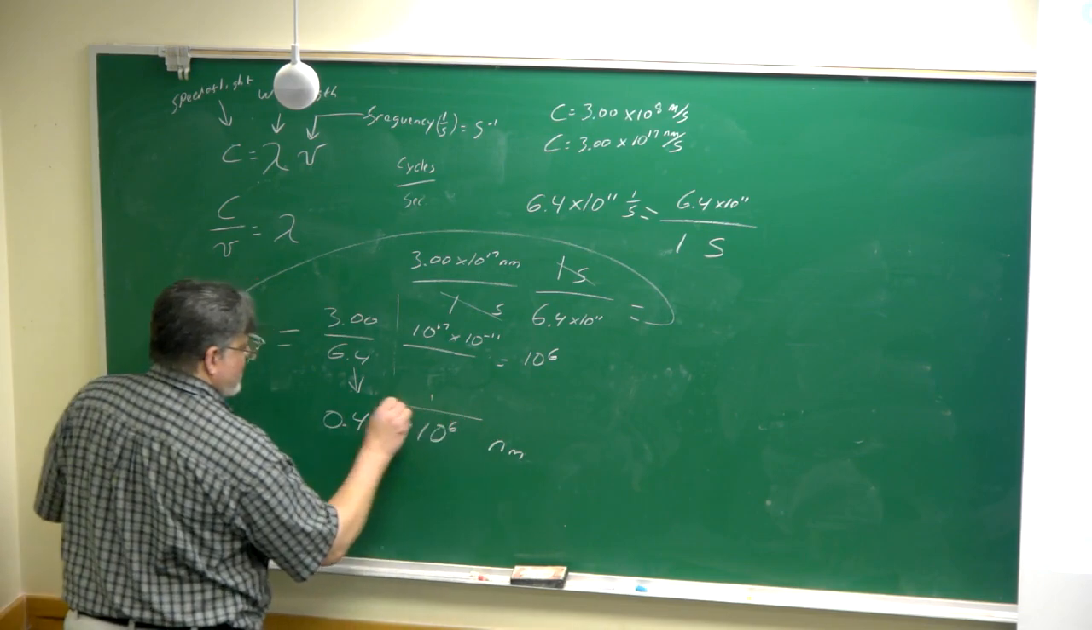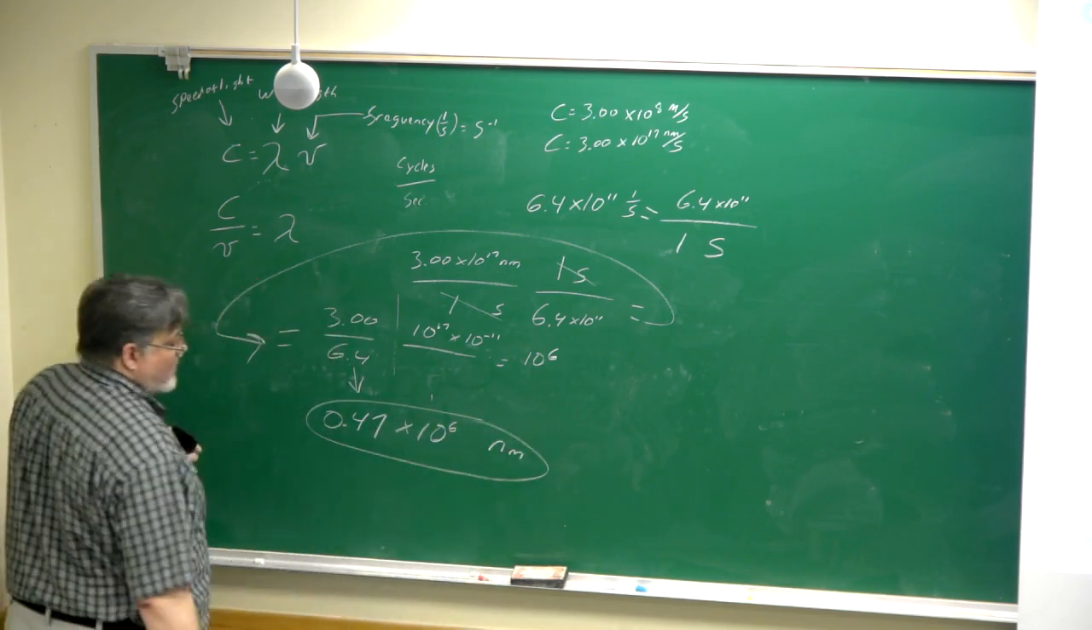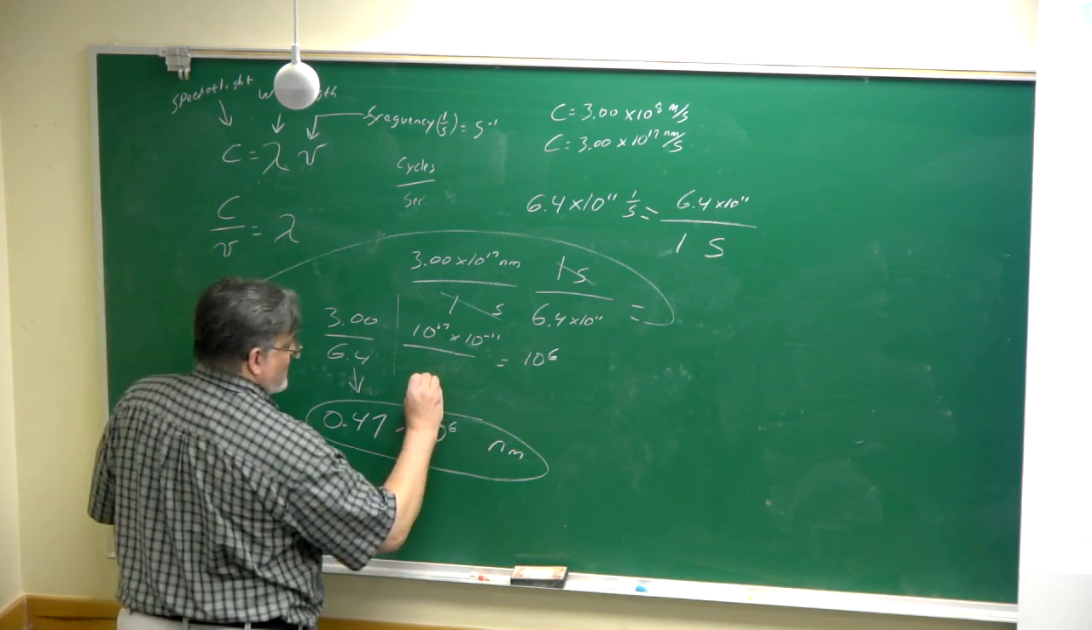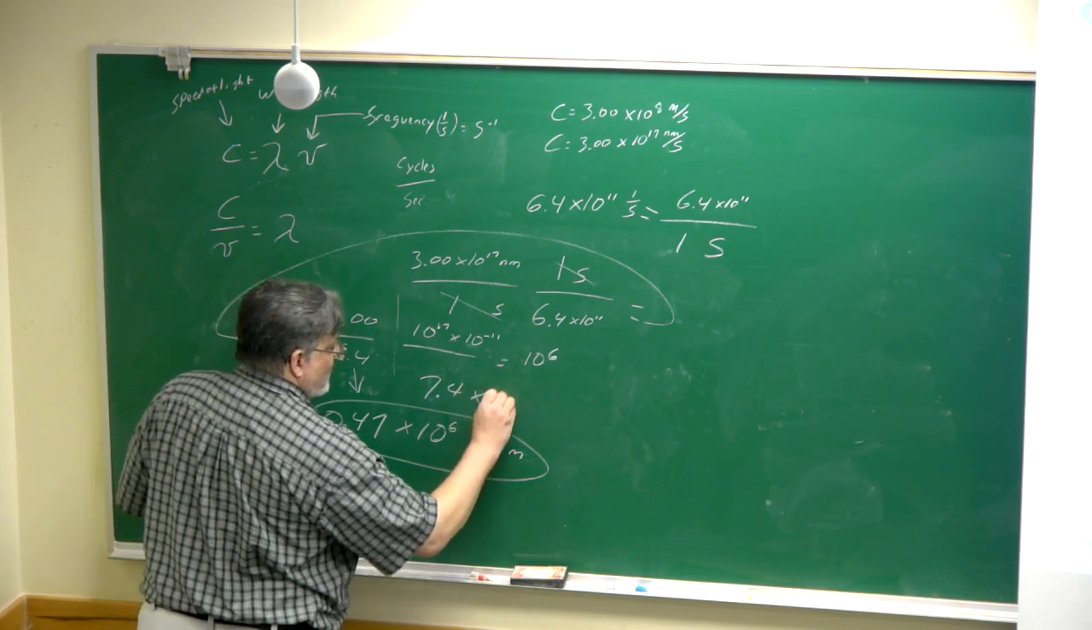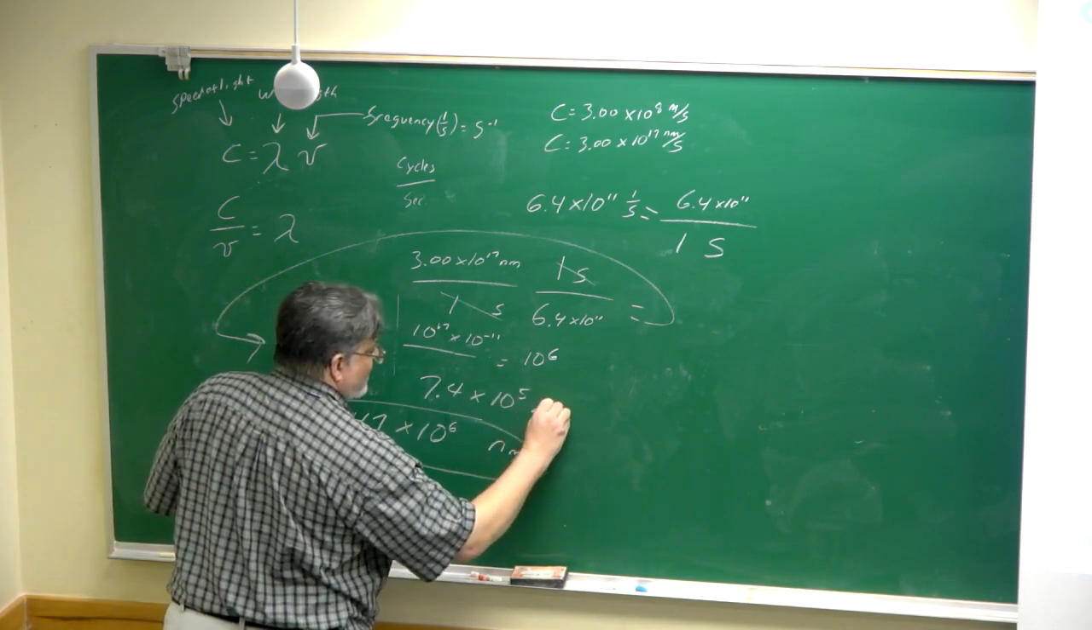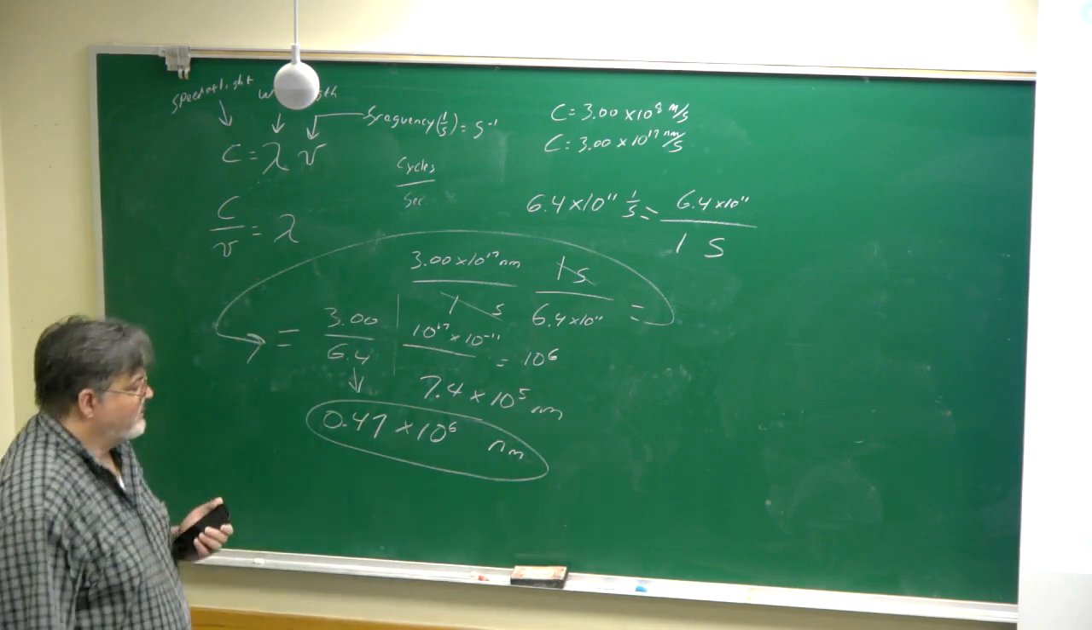nanometers. That's the wavelength. If you wanted it in standard scientific notation, it would be 7.4 times 10 to the 5 nanometers.